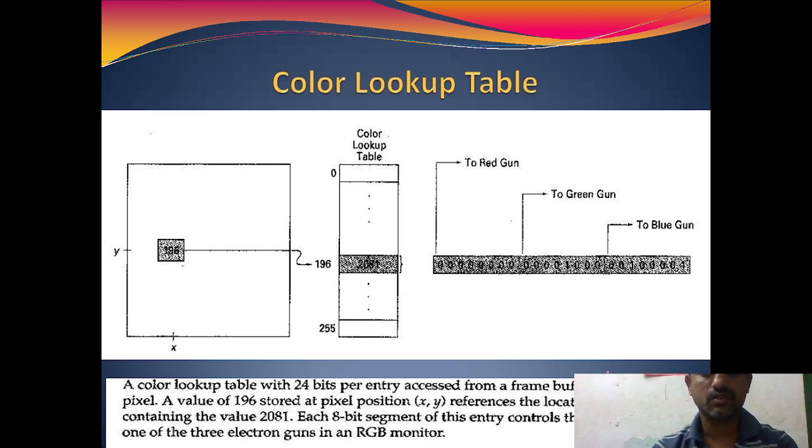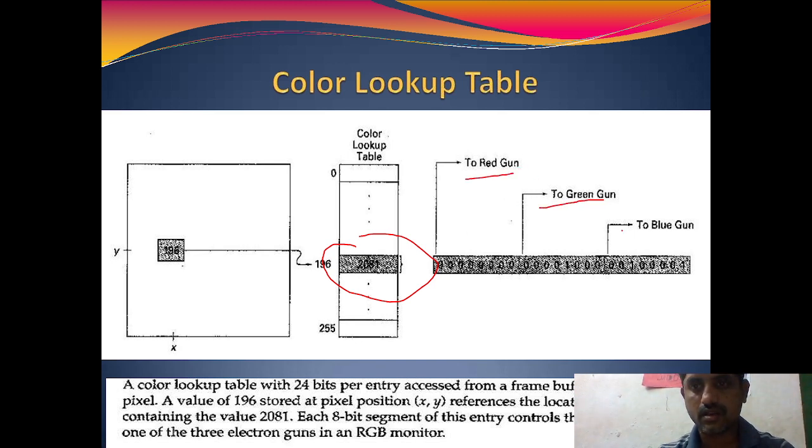Based upon the color lookup table with 24 bits per entry, accessed across the frame buffer with 8 bits per pixel value, a value of 196 stored at pixel position x, y references the location in this table containing the value 2081. Each 8-bit segment of this entry controls the intensity level of one of the three electron guns in the RGB monitor. This is a lookup table. This is the 196 value. That value will be assigned to that pixel. Based upon that, we can assign the red gun, green gun, and blue gun. Okay, this is the color lookup table.